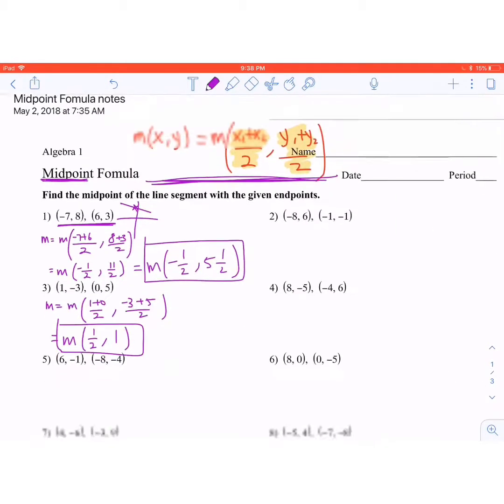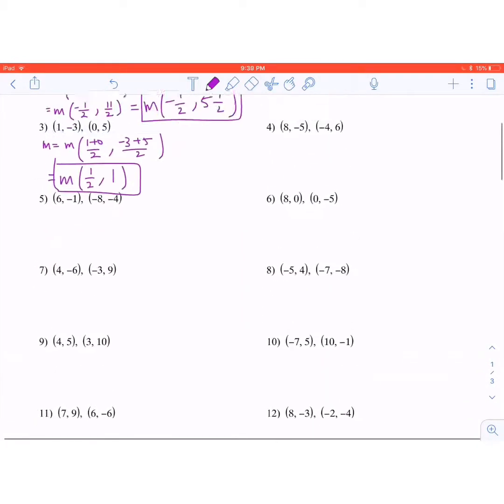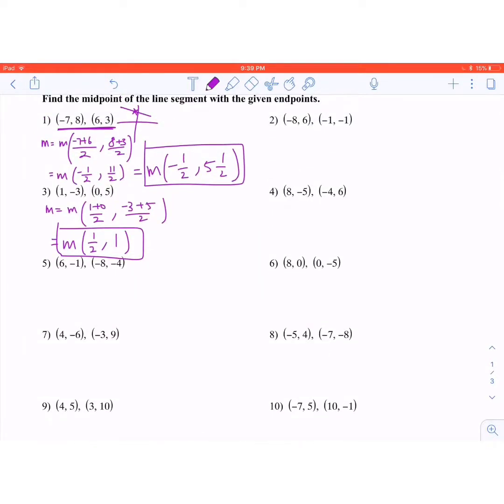So I would like you to finish the rest of this worksheet, the 14 questions left, as your work for the day, and that's it.